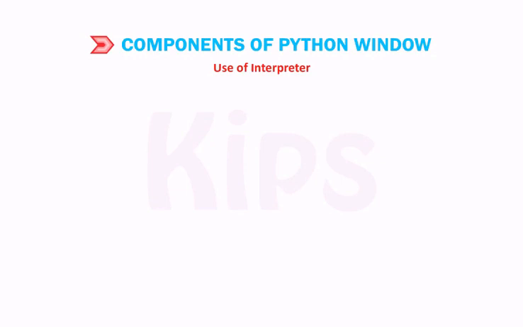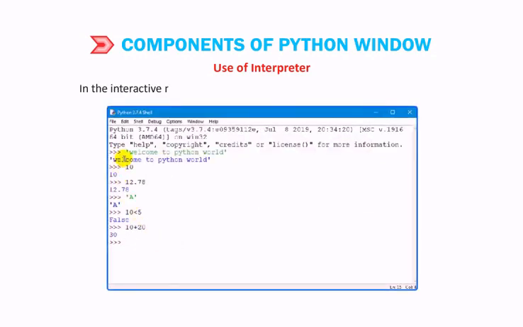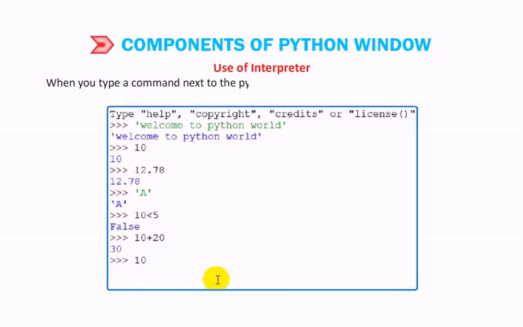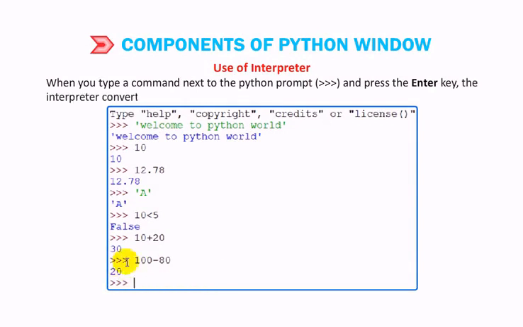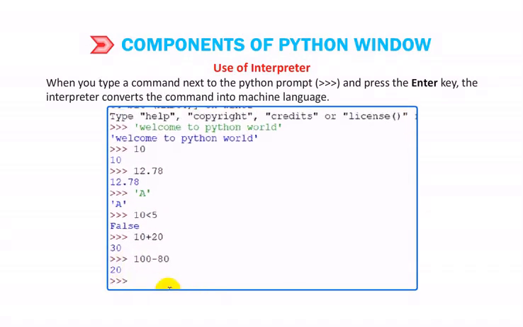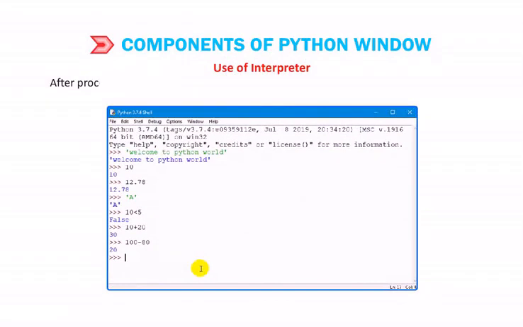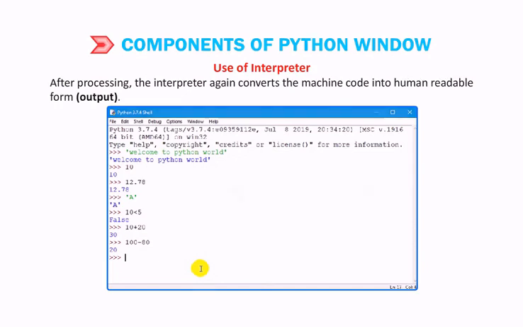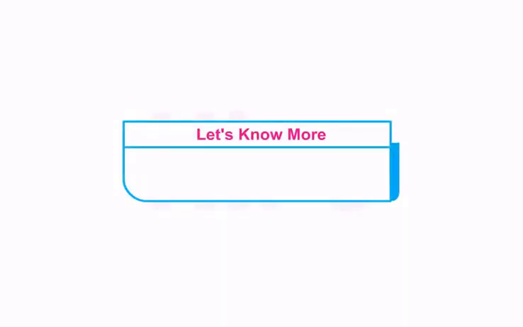Use of interpreter. In the interactive mode of Python, the commands are executed line by line. When you type a command next to the Python prompt and press the Enter key, the interpreter converts the command into machine language. After processing, the interpreter again converts the machine code into a human-readable form. Output. Students, let's know more. PySoy is a 3D game engine that supports Python-based games.